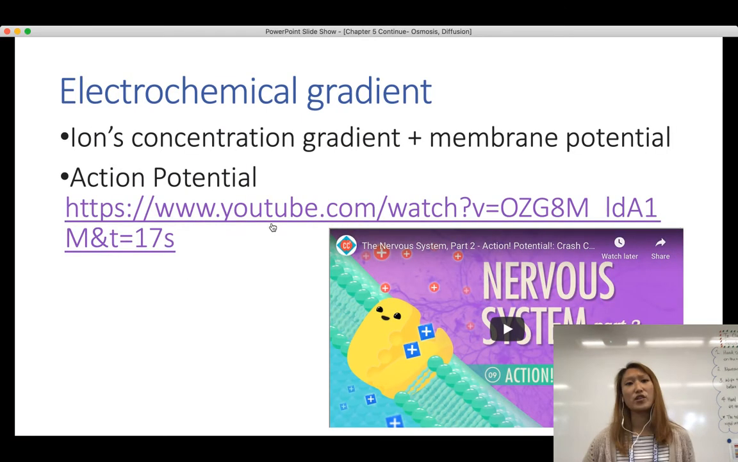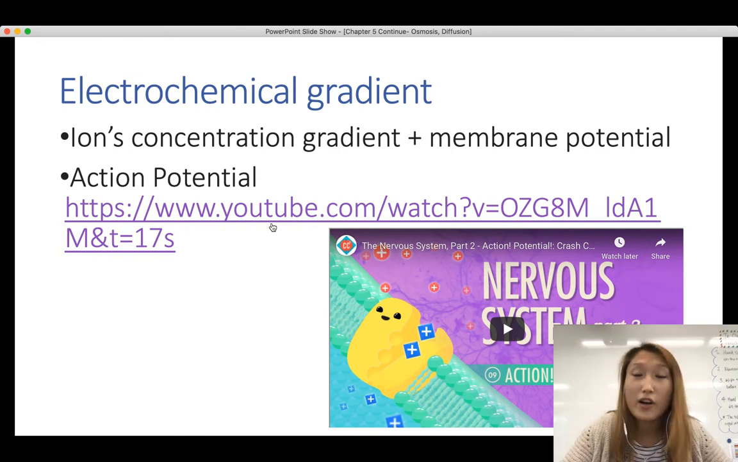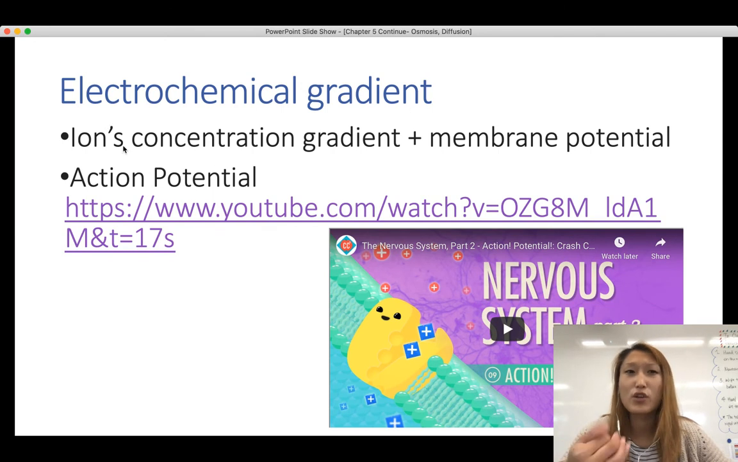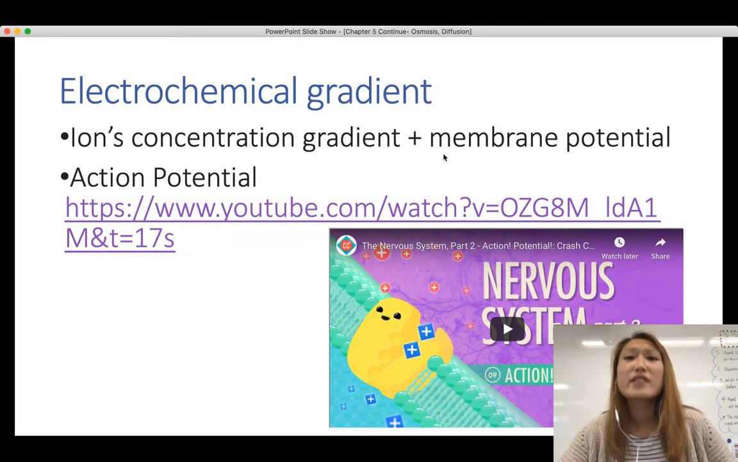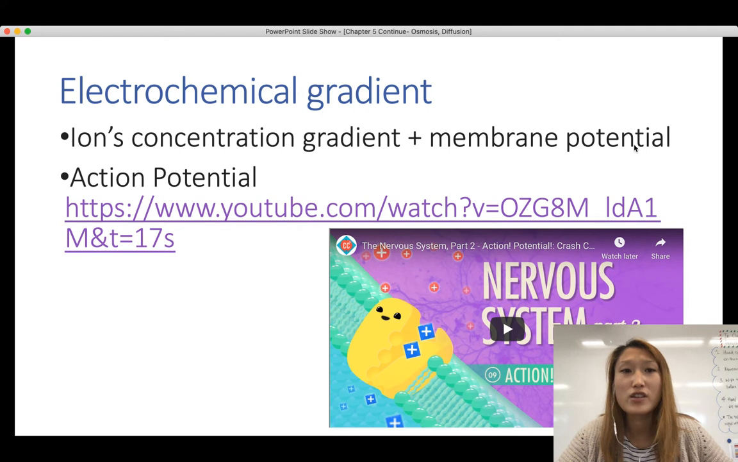Here's another word called electrochemical gradient. So when we talk about down the concentration gradient, right? Let's talk about the chemical gradient where you're just looking at the concentration of a certain molecule. But when we talk about electrochemical gradient, that's when ions are involved. So you're looking at the ion concentration and the membrane potential, so the charge, at the same time, right?